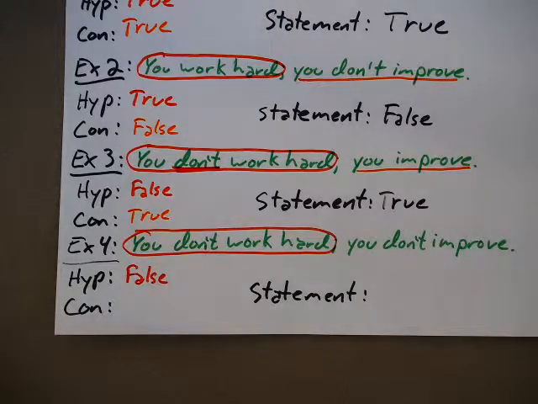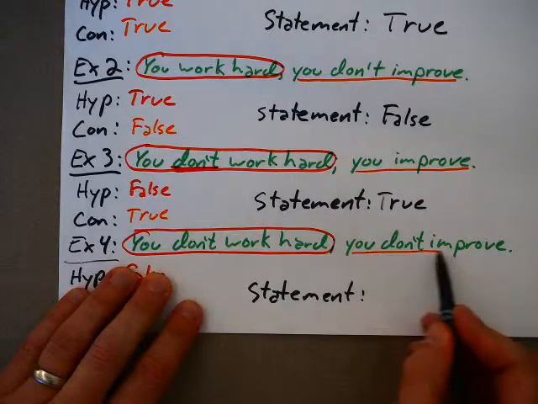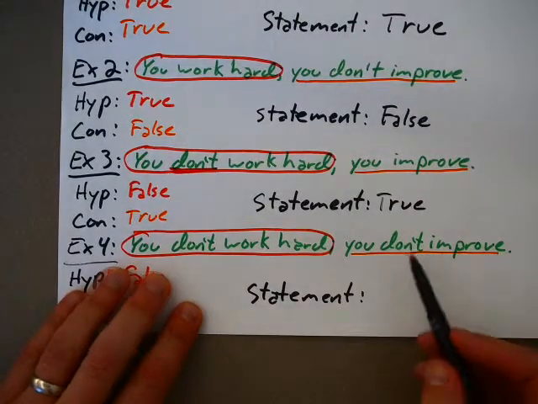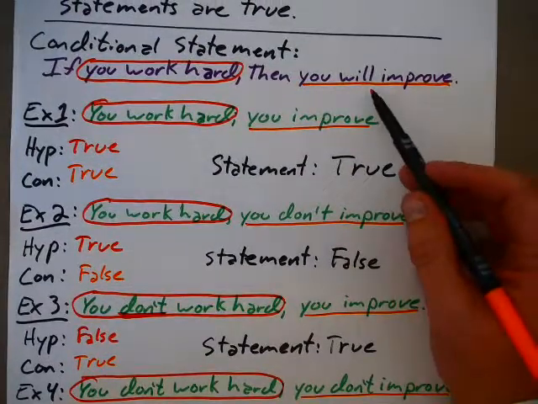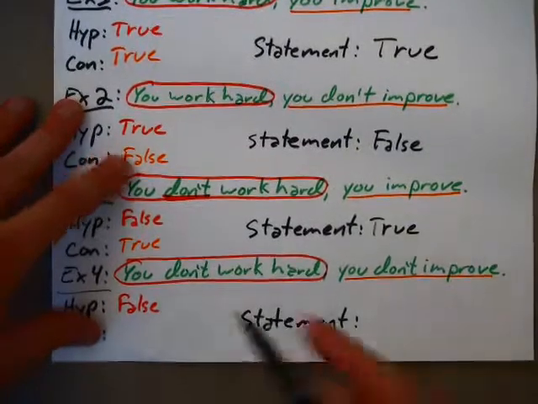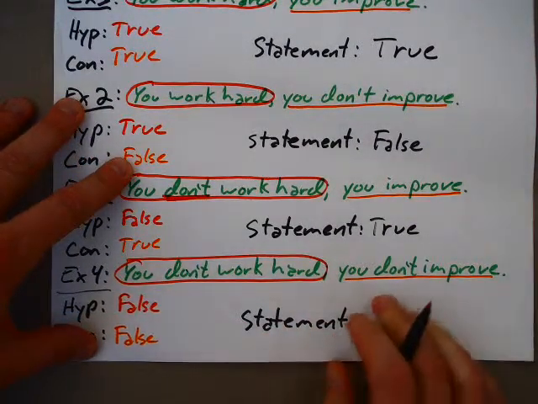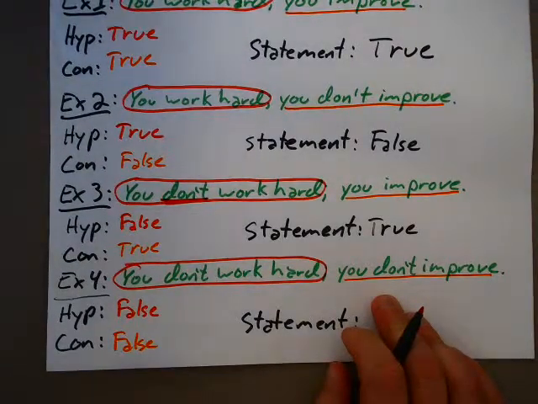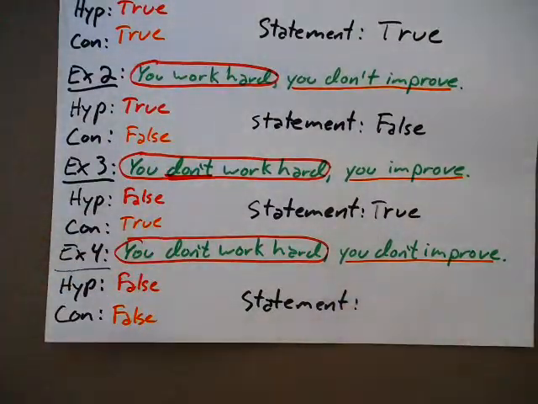And let's take a look at our conclusion. It says you don't improve. So we've already discussed that you don't improve is not the same as you will improve. So this is also going to be a false conclusion. So now we have to decide if our statement is true or false.